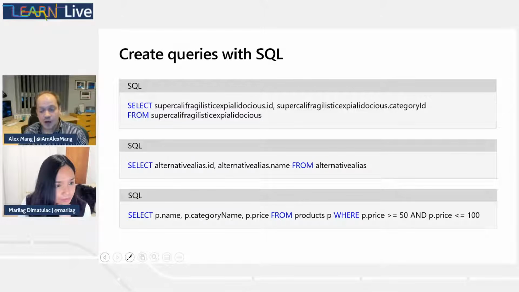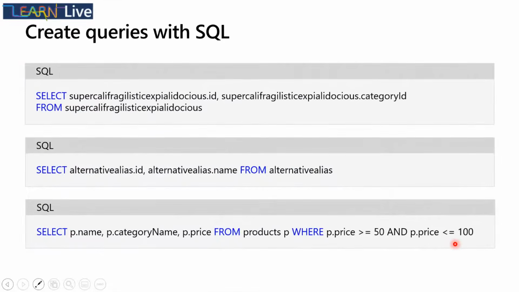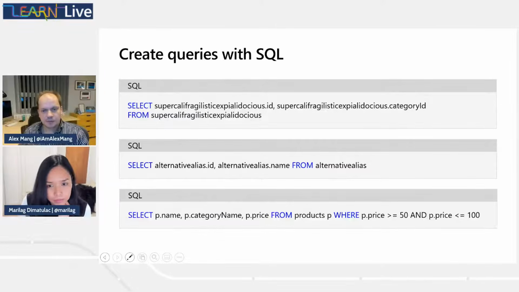You can also filter out queries using the where keyword, as you might expect. So if you have a predicate such as this one right here, where p.price is greater or equal than 50 and p.price is lower or equal than 100, as you might expect, this is going to return products where the price is between 50, I would imagine US dollars, and 100 US dollars, inclusive. So your typical from where select structure is mostly going to be the same.